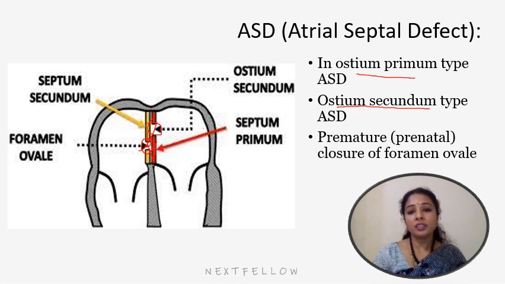The third condition we can see here is premature closure of foramen ovale. In this condition, the closure of the foramen ovale occurs during prenatal life, and this results in massive hypertrophy of the right side of the heart and underdevelopment of the left side of the heart. So that is about premature closure of foramen ovale.